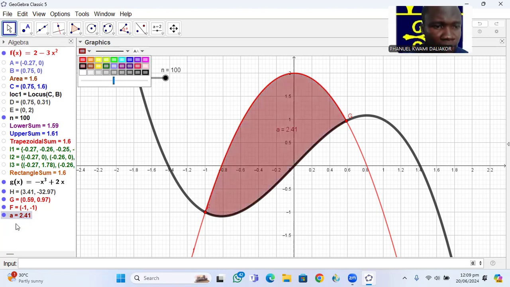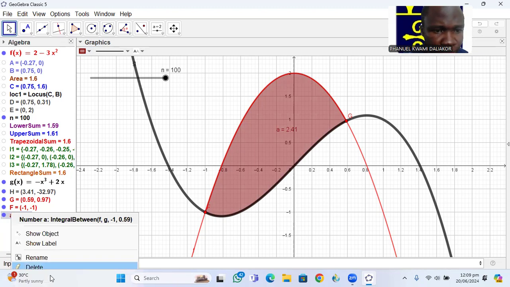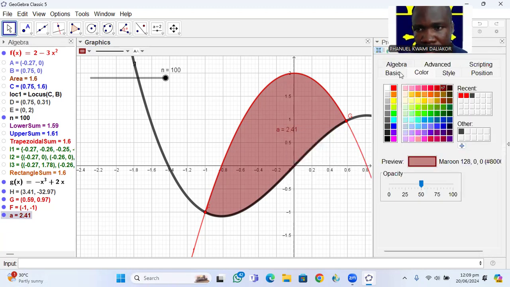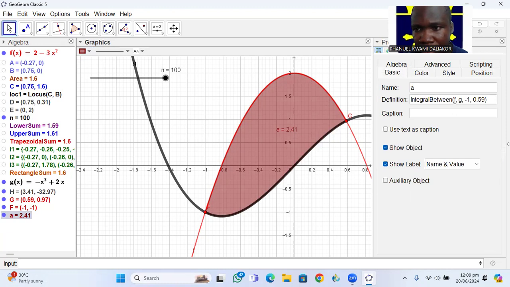So you have this, that's the area between the curve. That's area between the curve.